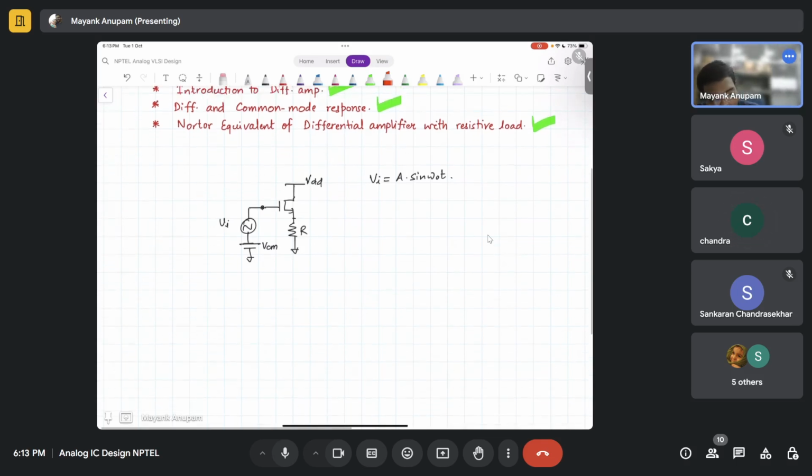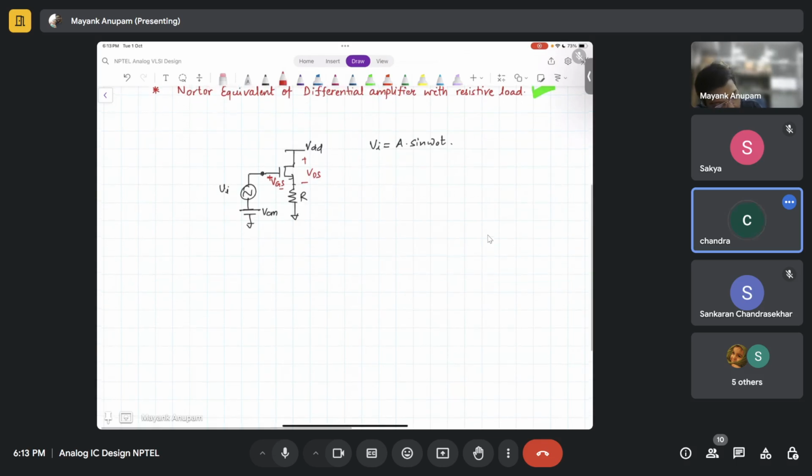So the thing is that, let's say this is biased in a certain situation. VGS is good right now, and this VDS is also good. This is the bias condition, let's say. Now if you want to look at this thing.